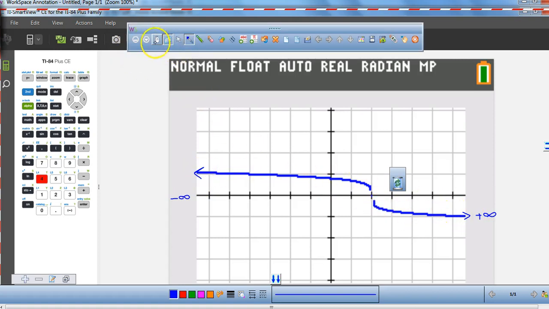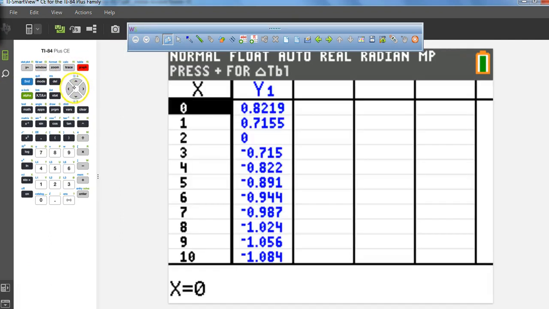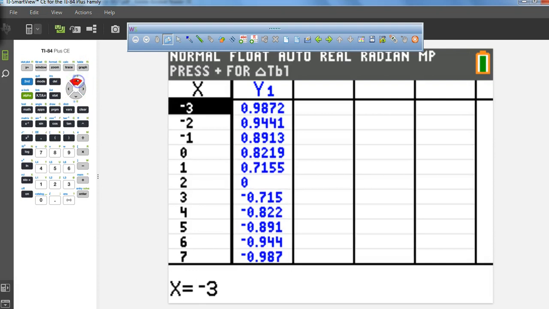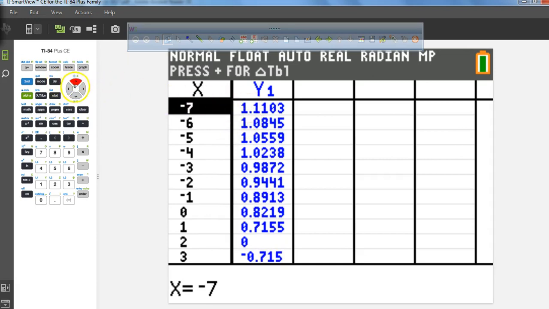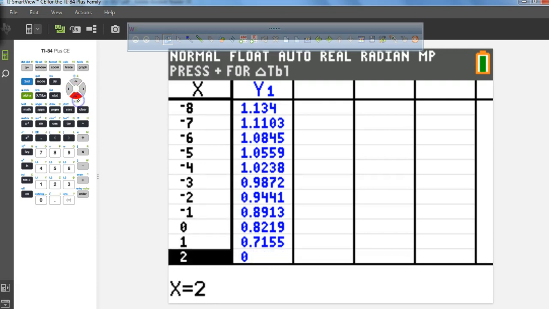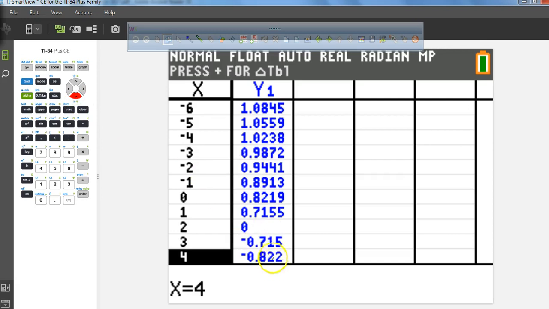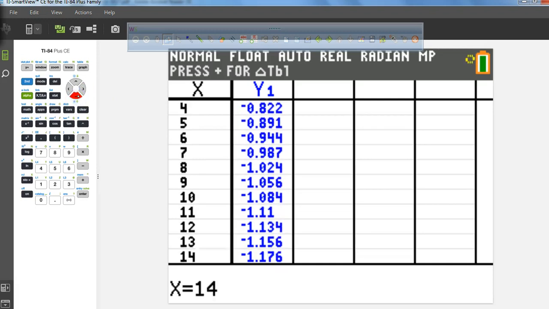So check your table. Let's check our table right now and let's look at our y values. As the x's are decreasing, look what's happening to the y values. They're not staying constant. The y values are indeed going up. They're increasing. And as the x values are increasing, look what happens to the y values. All the y values over here are continuing to decrease as x gets bigger and bigger and bigger.